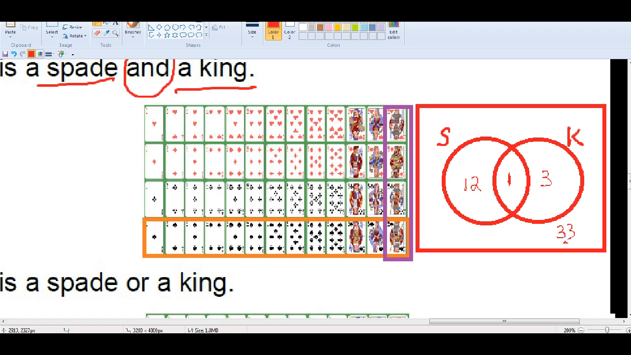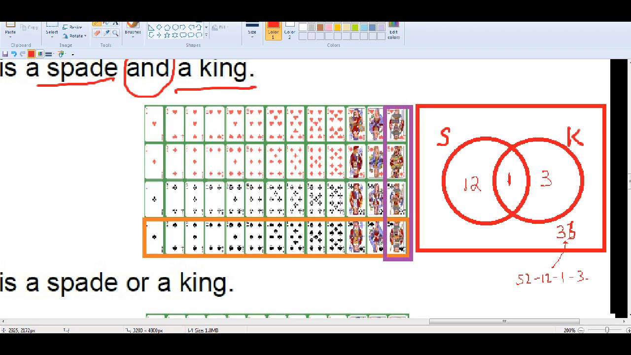So if you don't know how I get this number, you use 52, take away 12, take away this one, and oh sorry, 36. Sorry, my fault. Should be 36.